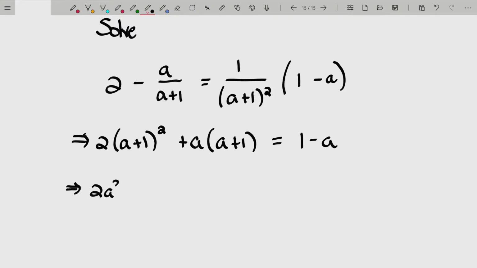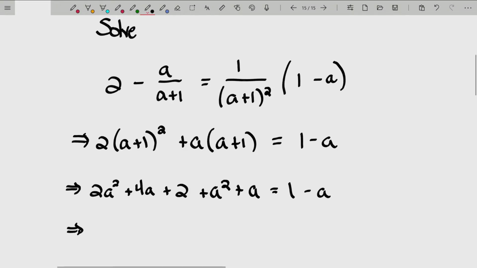This is 2a squared plus 4a plus 2. Let me see, that's right. Plus a squared plus a equals 1 minus a. Collecting everything up, that's 3a squared. How many a's do we have? 4a, 5a, add another 6a. And 2 minus 1 is 1. All right. So we get down to this guy right here.